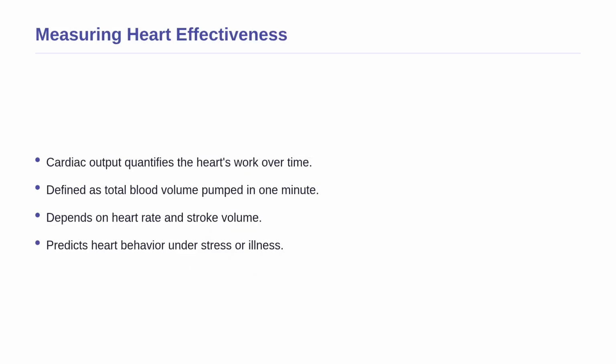Having seen the mechanics of a single heartbeat, we must now ask, how do we measure the overall effectiveness of this cycle? To truly understand the heart's performance, we use a fundamental concept called cardiac output. Cardiac output quantifies the actual work the heart is doing over time. It is defined as the total volume of blood pumped by the heart in one single minute.